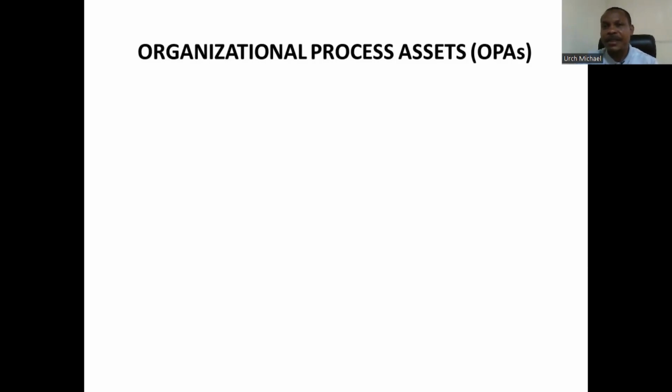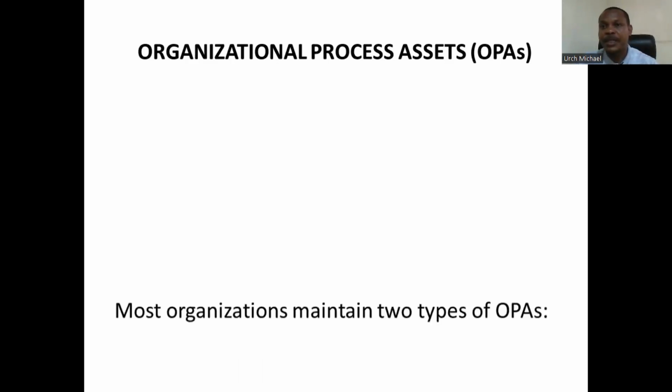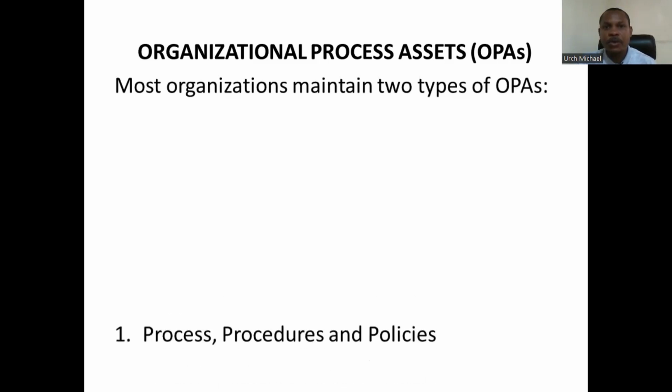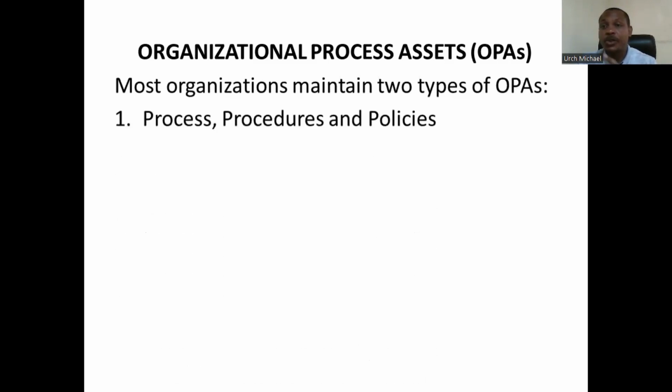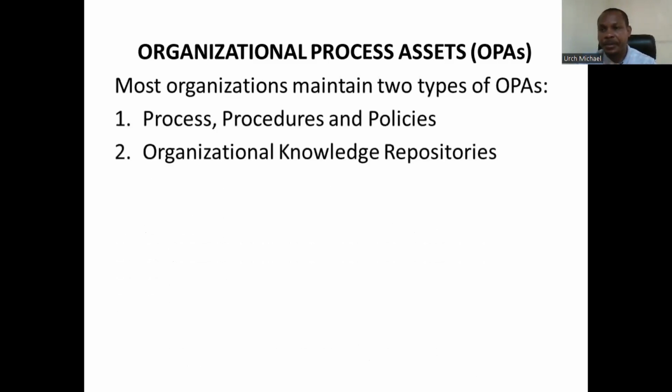The first thing we look at there is what we call the OPAs. The meaning is organizational process assets. Okay, organizational process assets. So most organizations maintain two types of OPAs, right? The number one is processes, procedures, and policies. Second thing is organizational knowledge repositories.